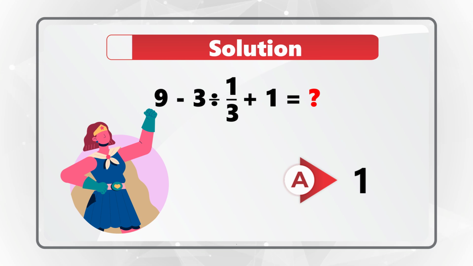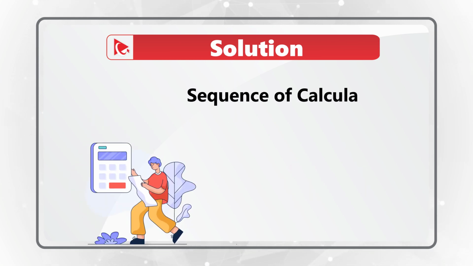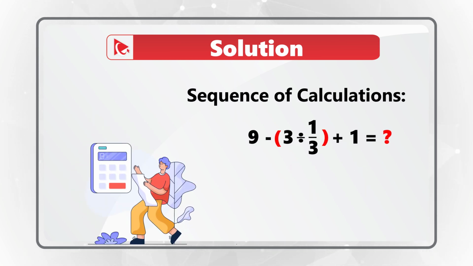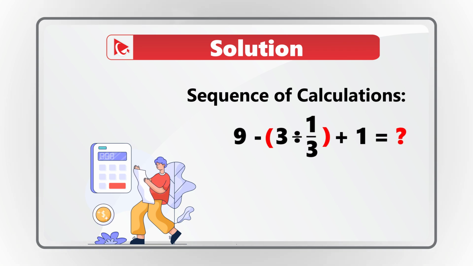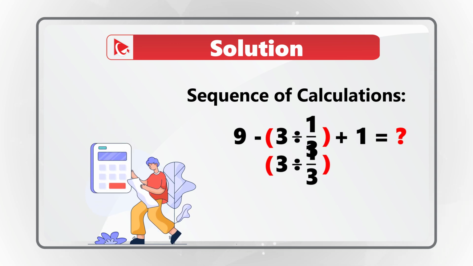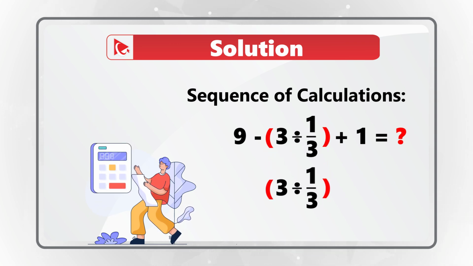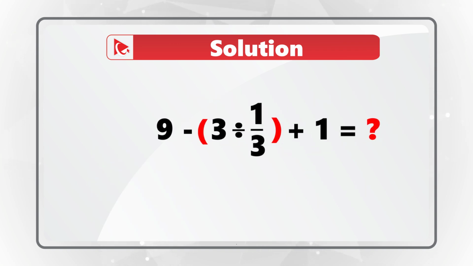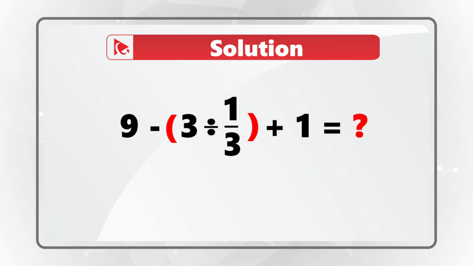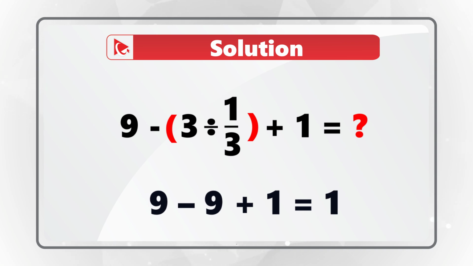As you might have guessed, the correct answer here is choice A, 1. But why? If you look at the expression closely, you will see that the first part that would need to be calculated is the division, dividing 3 by 1/3. To emphasize this, I put this expression into red parentheses. When you calculate 3 divided by 1/3, you will get the result of 9. And then you need to do sequentially subtraction and then addition. 9 minus 9 equals 0, plus 1 equals 1. This is the reason the correct choice here is choice A, 1.